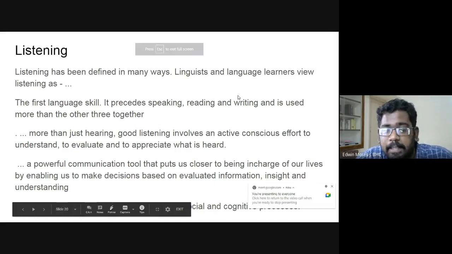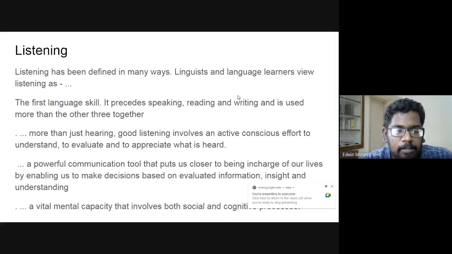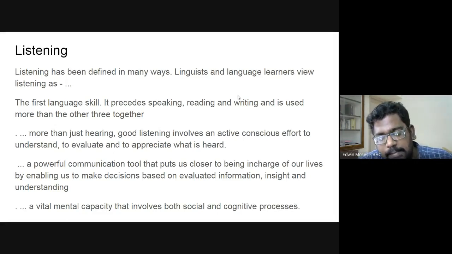And more than just hearing, good listening involves an active conscious effort to understand, to evaluate and to appreciate what is heard. So if you're just hearing, that's not listening, right? Listening needs a conscious effort. You have to put in some effort in order to listen. Just hearing, you won't process anything.